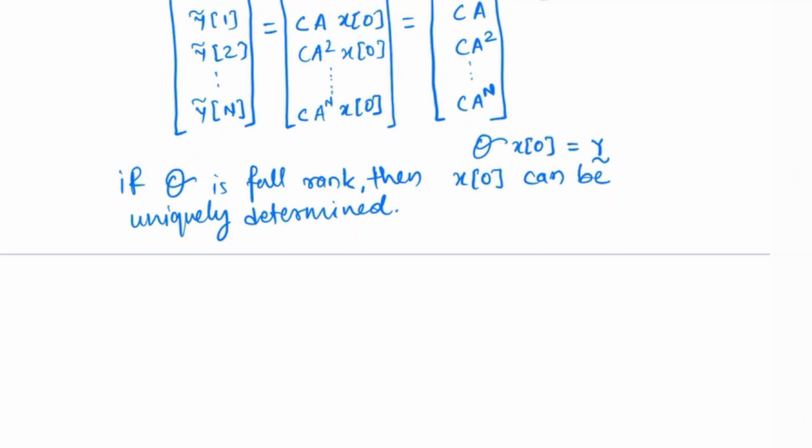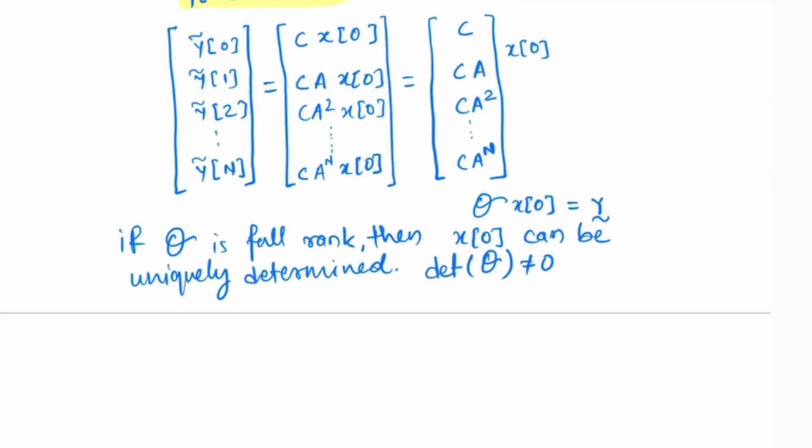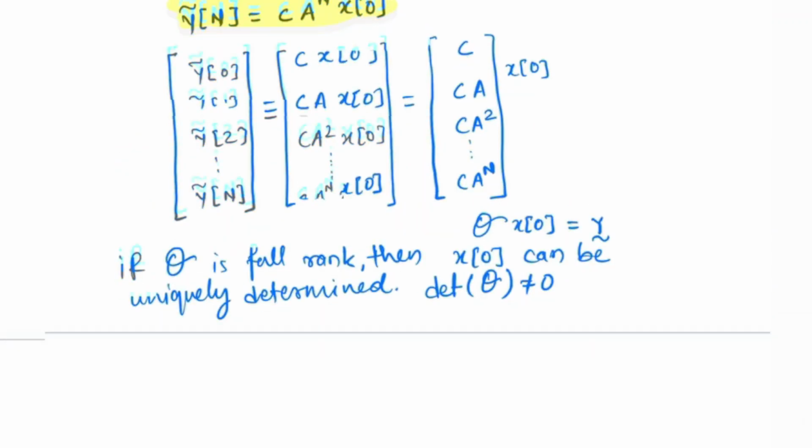If O is full rank, do you mean each term in O is not 0? No, no. O is full rank means O is invertible. That means determinant of O is not 0. But O is one dimensional, no? Oh, no, it's not. O is this matrix C, CA, CA square, and so on. Let's try a small example maybe.